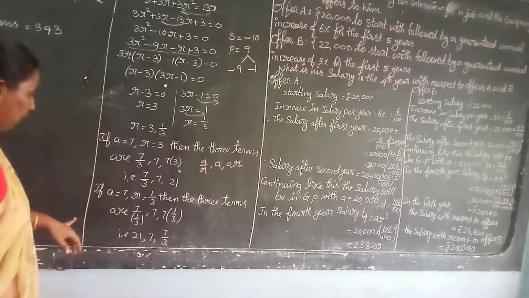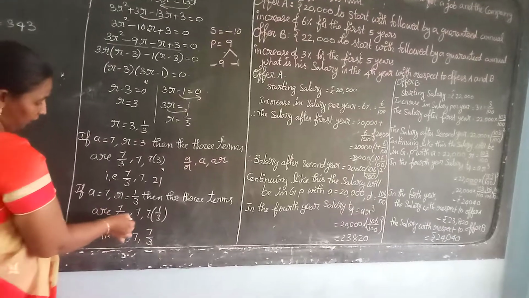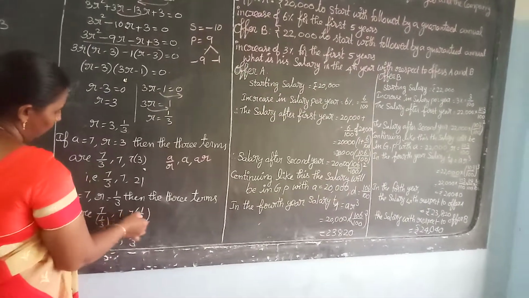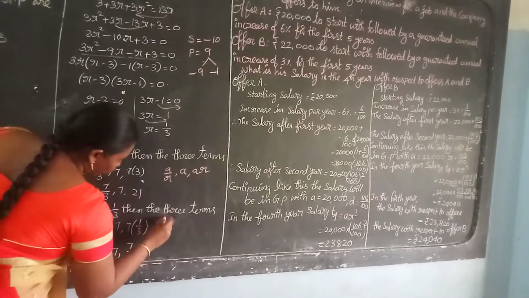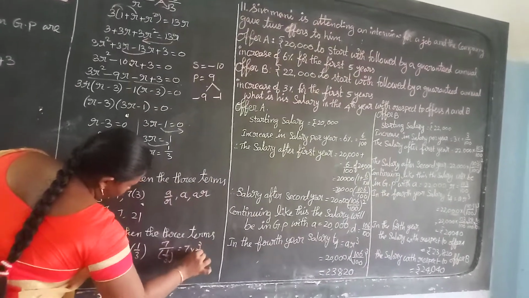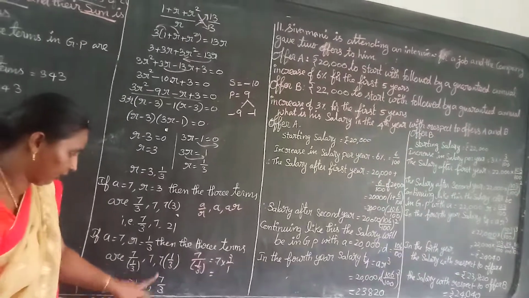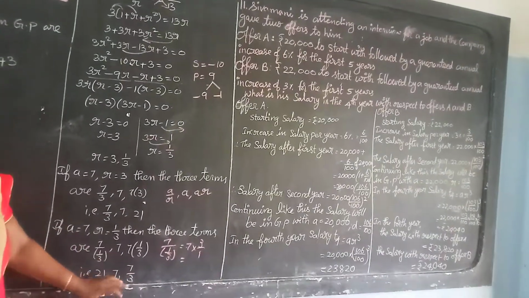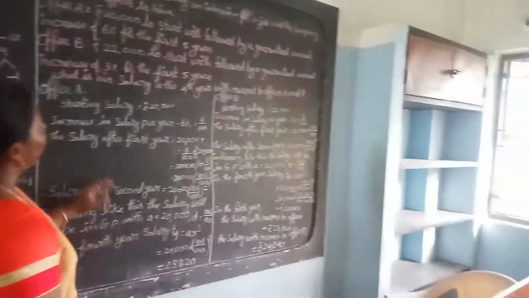Then the three terms are A by R, A, AR. A by R means 7 by 1 by 3. A is 7. AR is 7 into 1 by 3. So take reciprocal, 7 by 1 by 3 now. 7 into 3 by 1, you know. So 7 3s are 21 by 1, you get 21, 7, 7 by 3. So did you understand this? Next move on to the 11th sum.